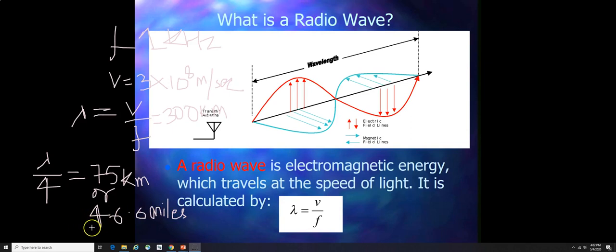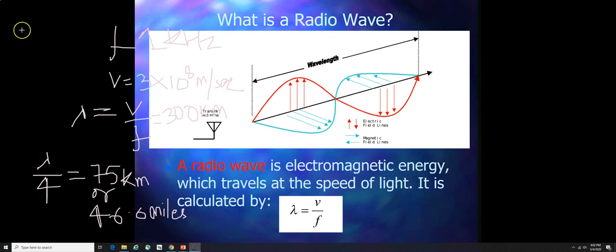So you can see that we need this much length of antenna if we are working on a frequency of 1 kilohertz. So the length is too long in this case. Now the question is how to reduce the length of the antenna.